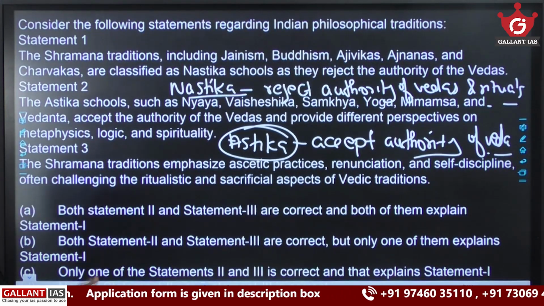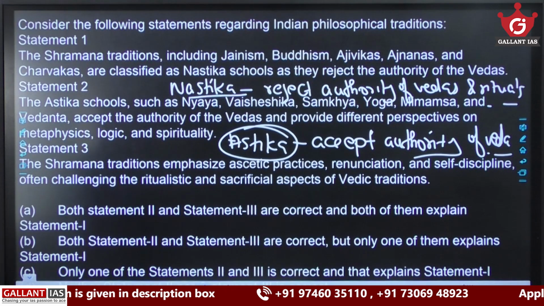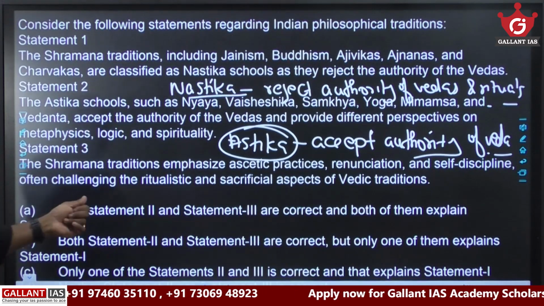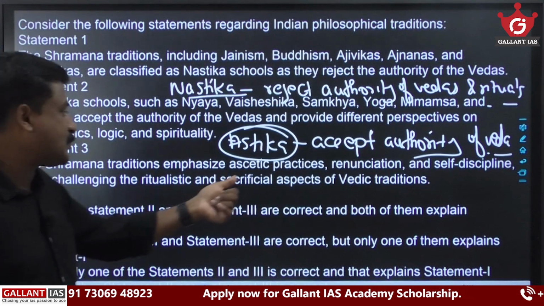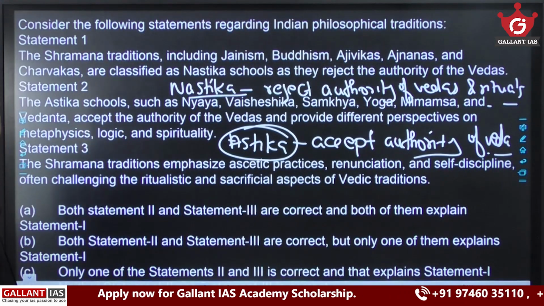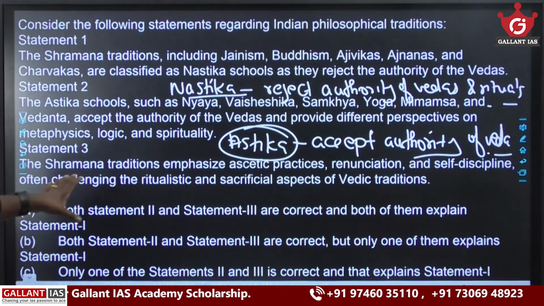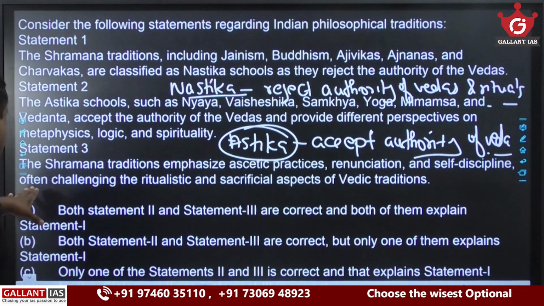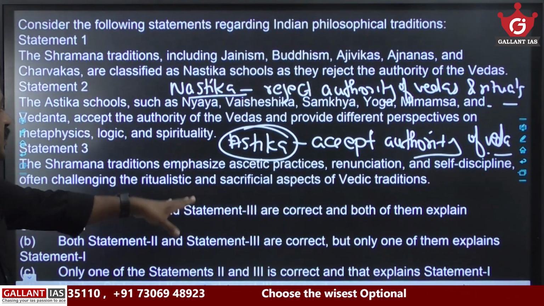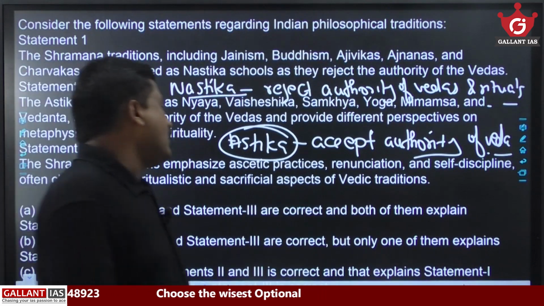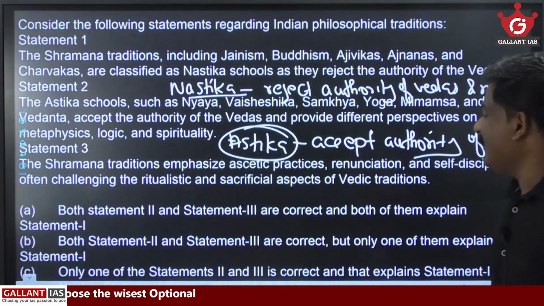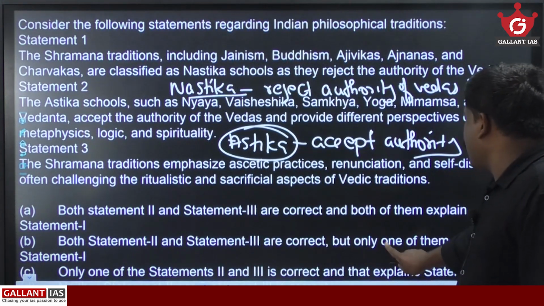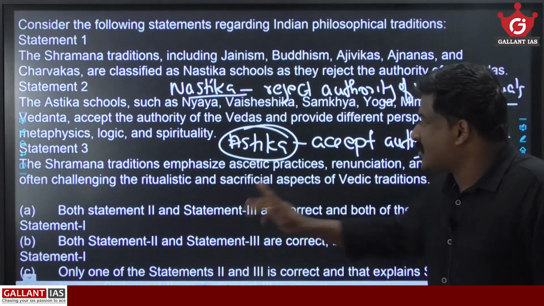That is absolutely correct. Shramana traditions emphasize ascetic practices, renunciation, and self-discipline, often challenging the ritualistic and sacrificial aspects of the Vedic tradition. That is perfectly fine. So you see, both statements 2 and 3 are correct here. Only one of them explains statement 1.